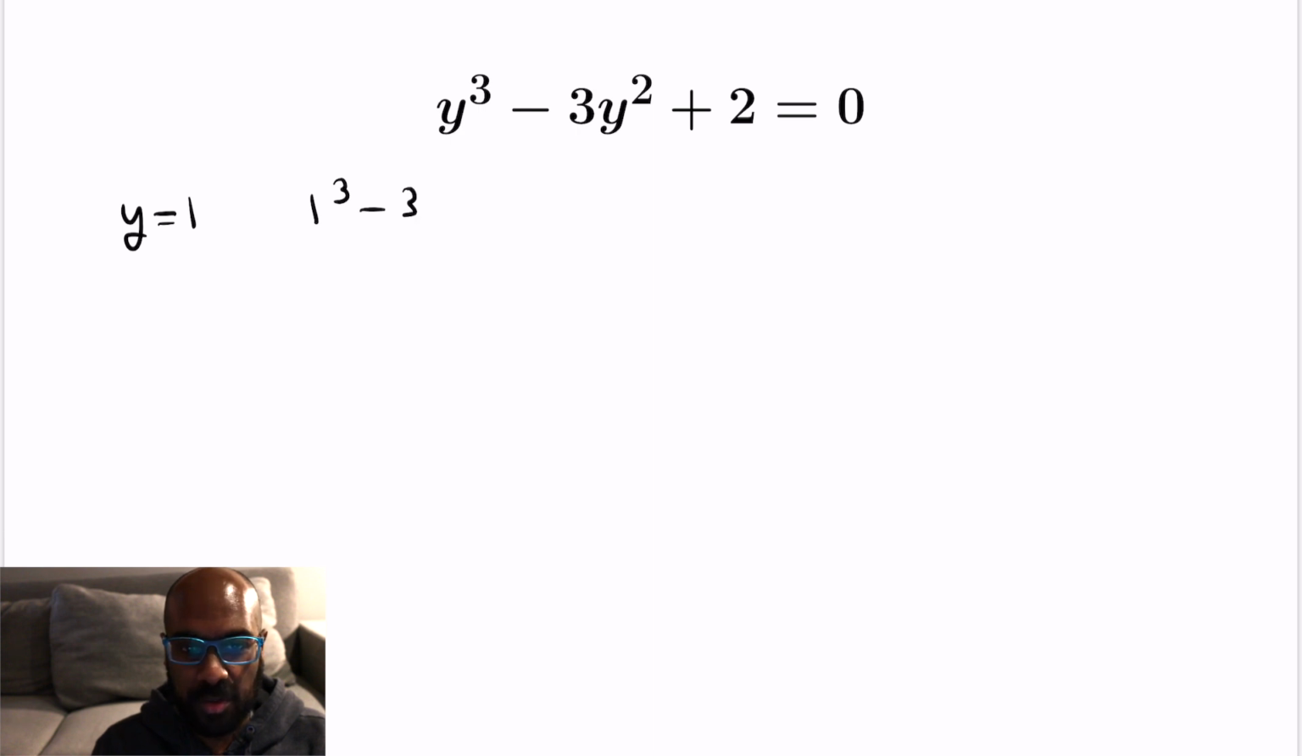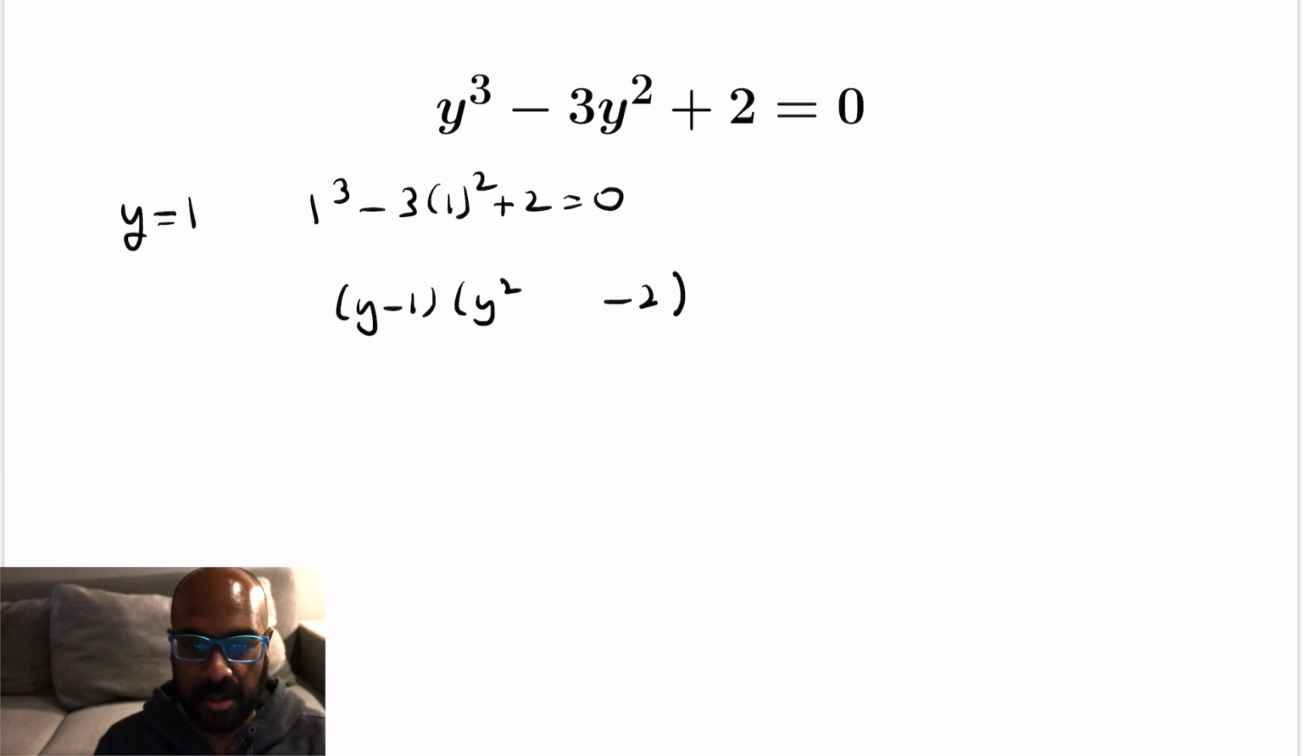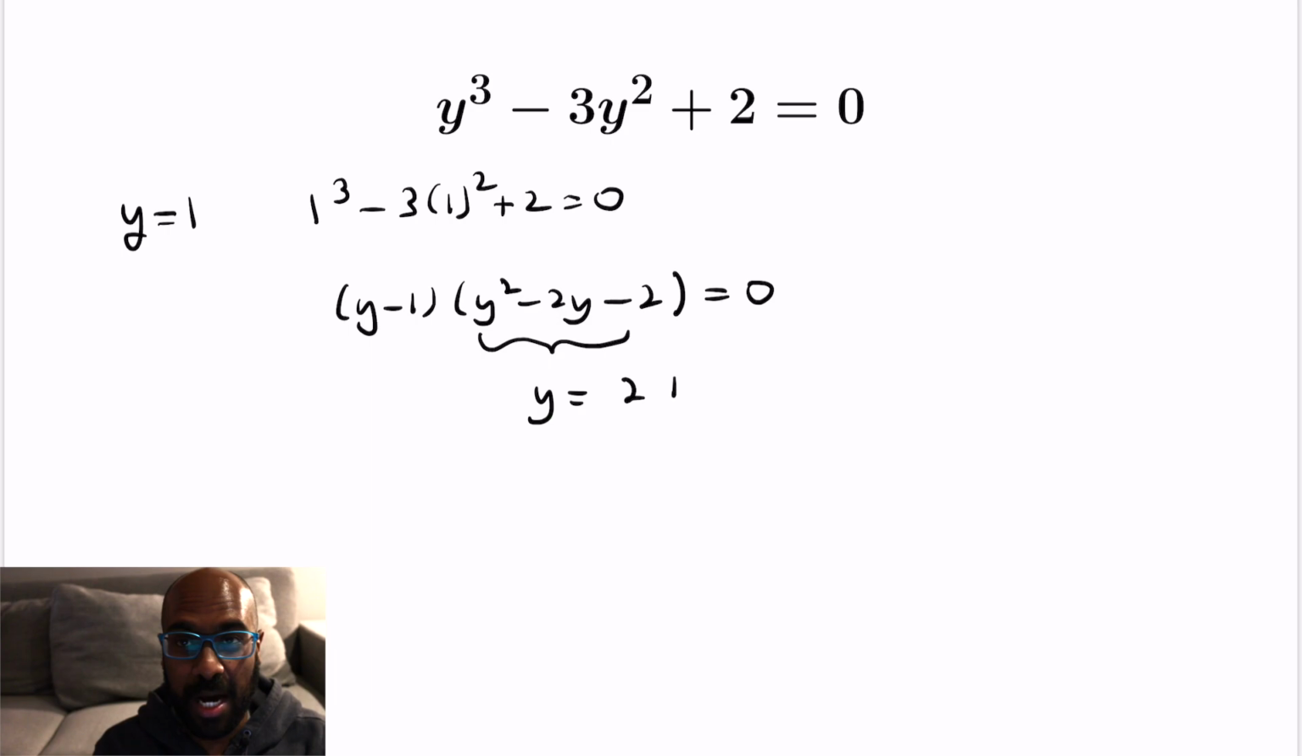So one way you can do this is you can test values, and if you plug in 1 for y, you actually get that the expression will be 0. So that means y minus 1 has to be a factor of the left-hand side. So we can factor out the y minus 1, we'll get y squared times something. The constant term will have to be a negative 2 to match with the final product of a plus 2. And that leaves us with forcing a negative 2y as our linear term in the quadratic.